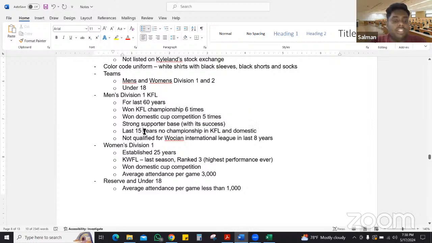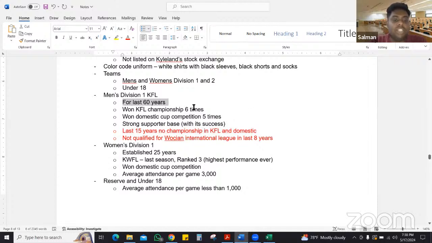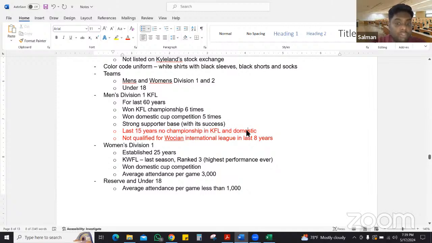But in the last 15 years, these are the problems. There has been no championship in KFL and domestic. In the last 60 years, they were able to get 6 KFL championships and 5 domestic championships. But last 15 years, no. That means out of 60 years, 15 years. So during the 45 years, they were able to obtain 11 cups. But in the last 15 years, no cups, no KFL championship, no domestic championship. So you can see there's a big problem in the performance, even though the company is in the Division 1 top 8.